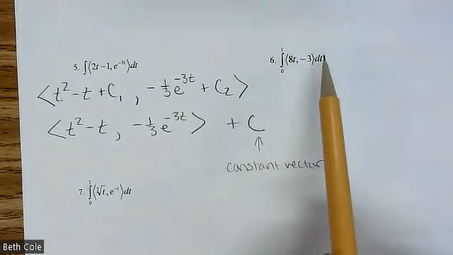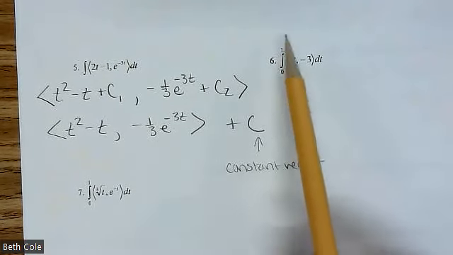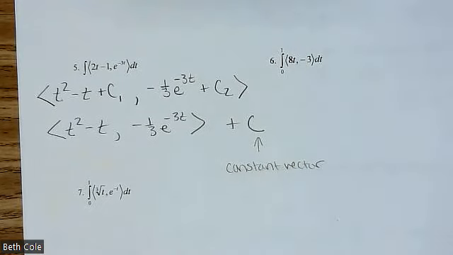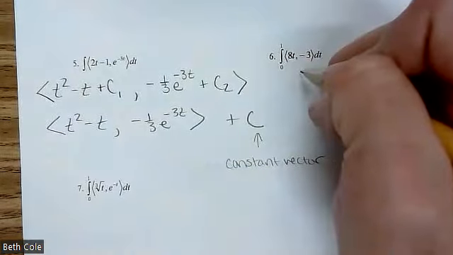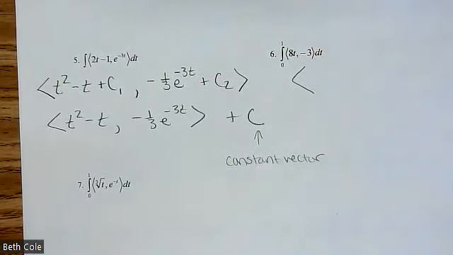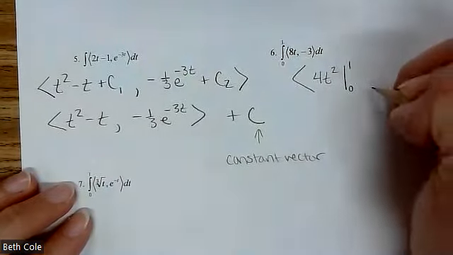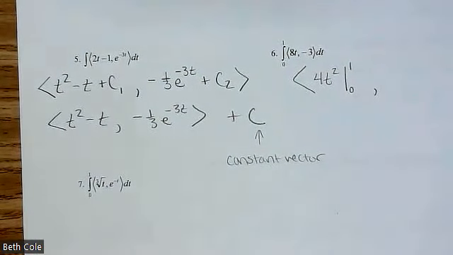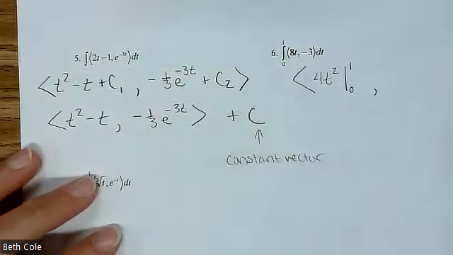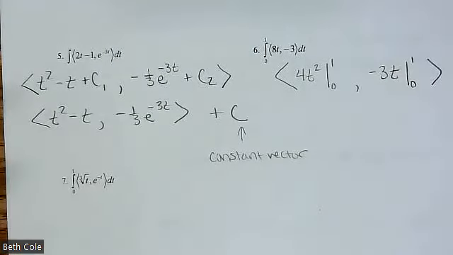Now, we won't have to worry about that in these two. Why not? They have boundaries. Okay, so we're going to get an actual value. But an antiderivative is still an antiderivative. What's your antiderivative for 8t? Be 4t squared such that 0 to 1, comma, and then your antiderivative for -3 would just be -3t such that 0 to 1. And then we're just going to evaluate this.